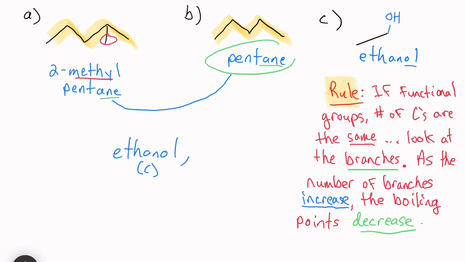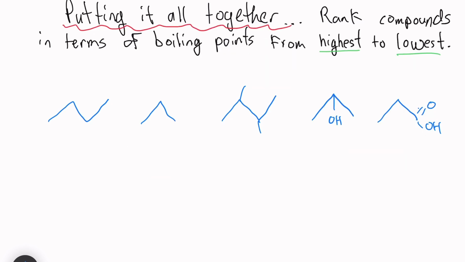So this compound over here, the pentane, has no branches, and this has one branch over here. So the order would be pentane would be the second highest, and then the lowest boiling point from these three compounds is going to be 2-methylpentane. Now putting all the rules together, I want you to rank the compounds in terms of boiling points from highest to lowest. Pause the video, try them out, and then fast forward and see if you get the answers that we're getting.